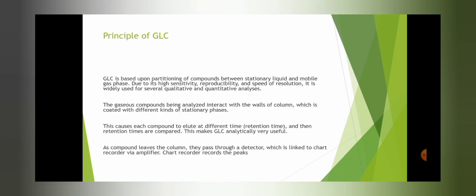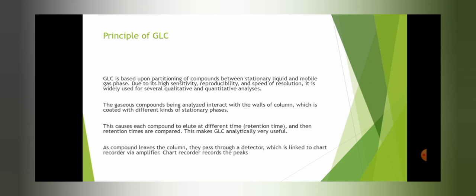So we have the principle of the GC. How does the GC work? GC is based upon partitioning of the compounds between the stationary liquid and mobile gas phase. Due to its high sensitivity and speed of resolution, it is widely used for several qualitative and quantitative analyses. Qualitative analysis is the analysis which you can see with your eyes, I mean, you can observe. Quantitative analysis is the one which you can measure and calculate at some point. Yeah, that is the difference.